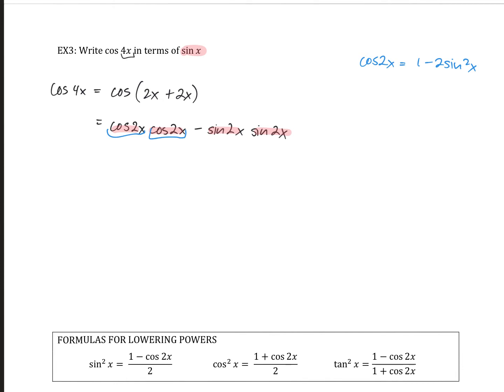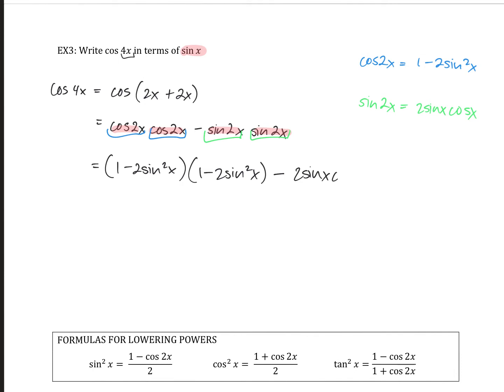And we also know that sine of 2x is equal to 2 sine x cosine x. And I'll go ahead and substitute that in here to get rid of any of those 2x. So we'll have 1 minus 2 sine squared x times 1 minus 2 sine squared x minus 2 sine x cosine x times 2 sine x cosine x. Ooh, a lot going on here. Alright, so simplifying this out, we'll factor or FOIL these guys together.